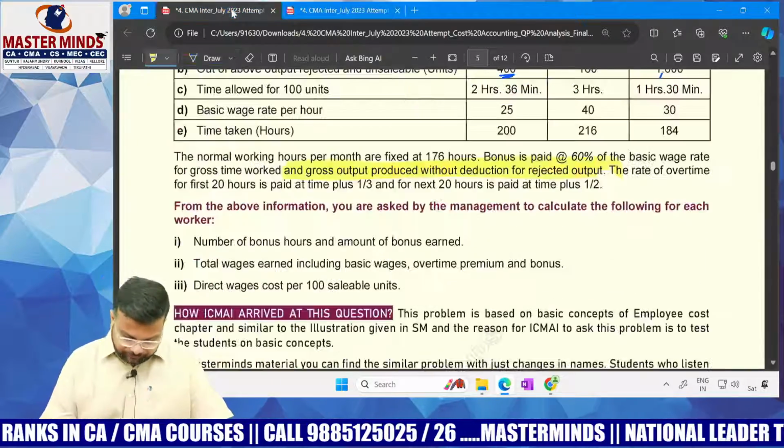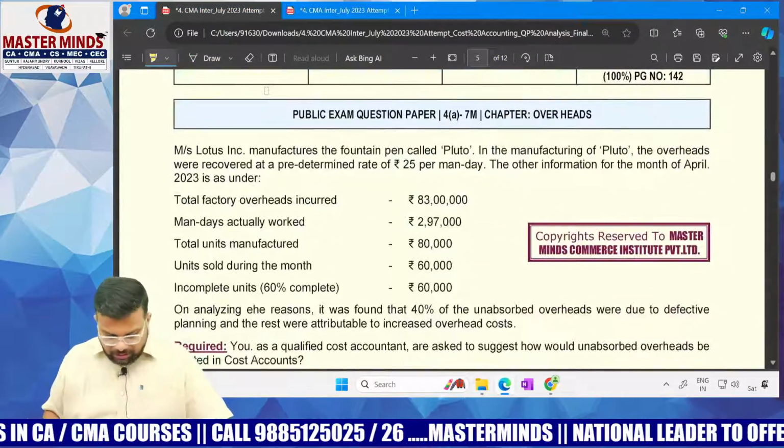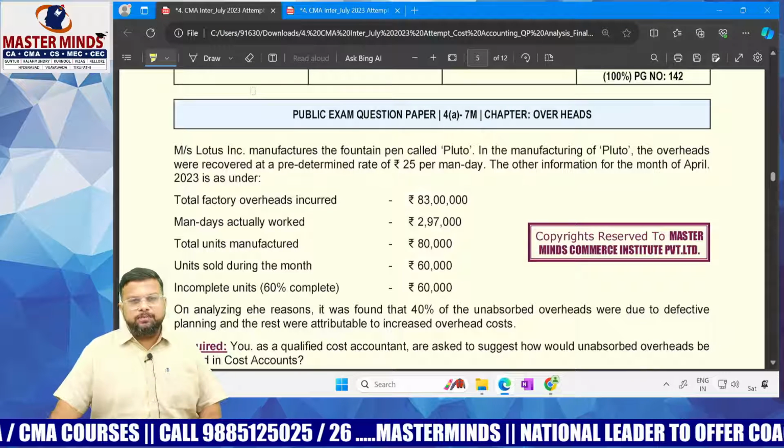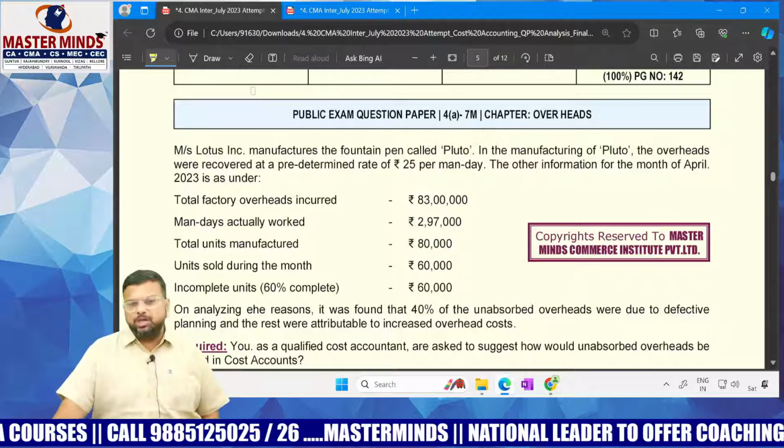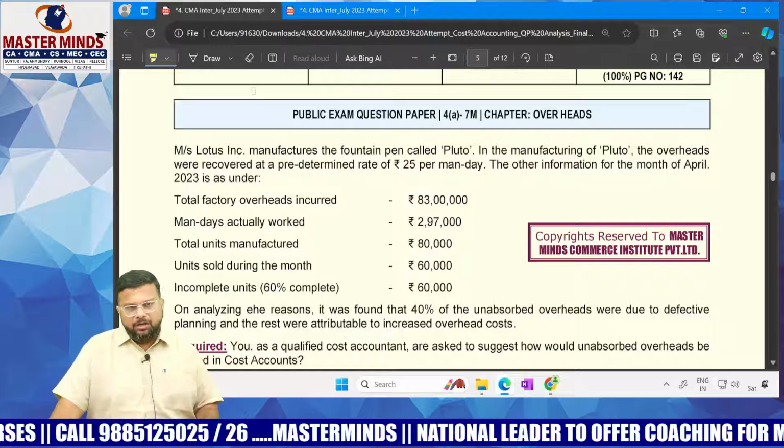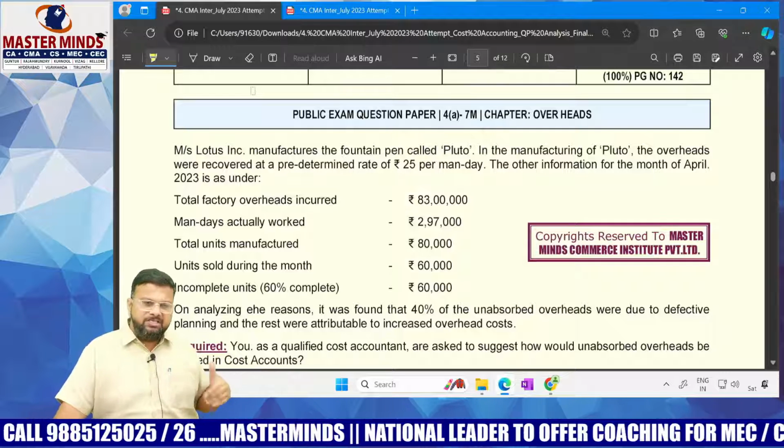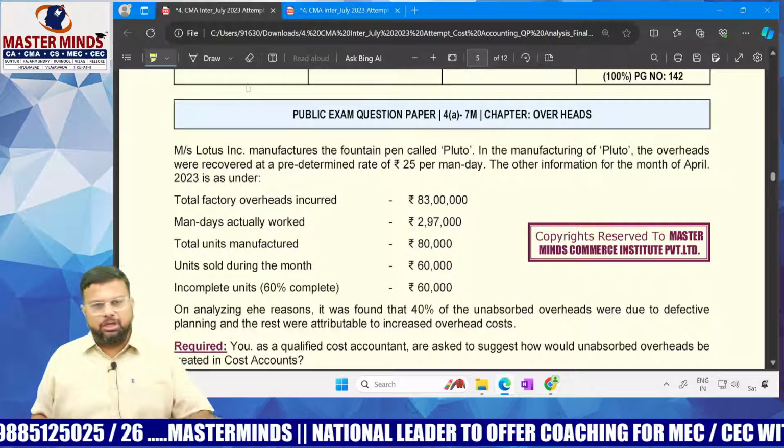Next question is on overheads. This question is based on calculation of under-absorption of overheads and its treatment. So when it is normal, how we will treat it? When it is abnormal, how we will treat it? Let us go through the question.